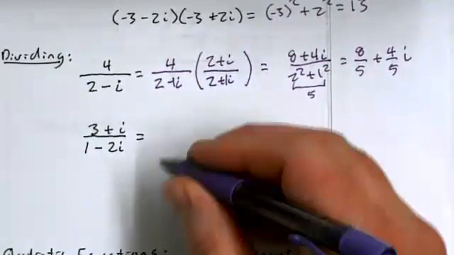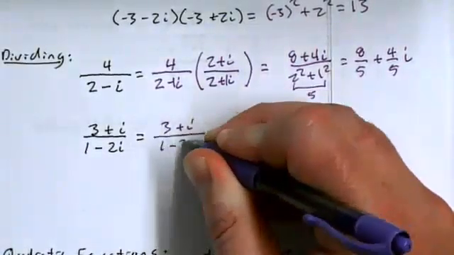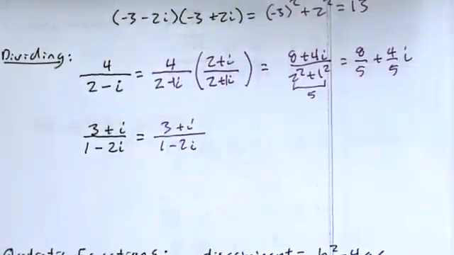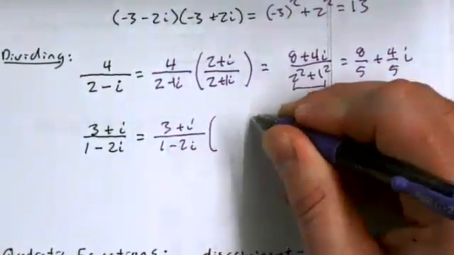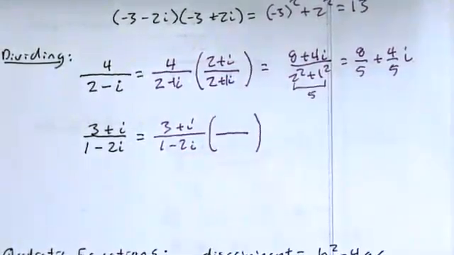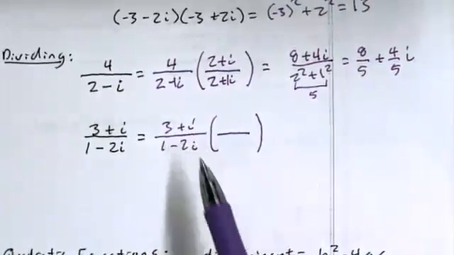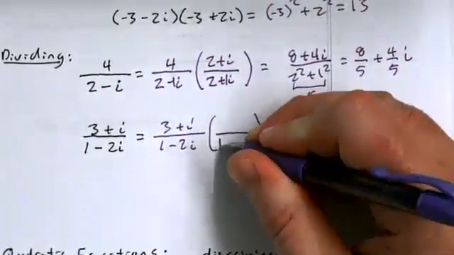All right, let's try the second one. So 3 plus i over 1 minus 2i. So that's exactly the same, and then I'm going to keep it the same by multiplying it by 1. Multiplying by 1 shouldn't change anything. What fancy version of 1 do I want? Well, it'd be nice if I could multiply this by its complex conjugate, so let's do that.